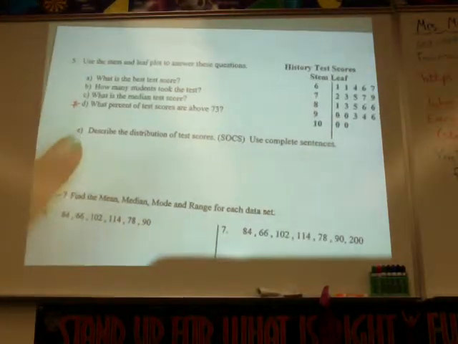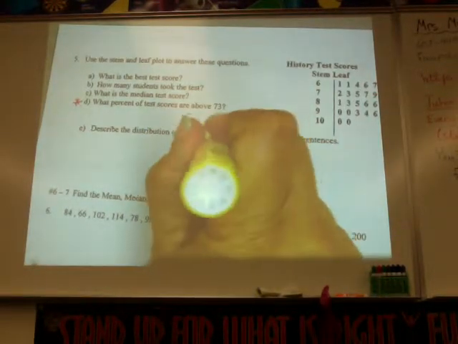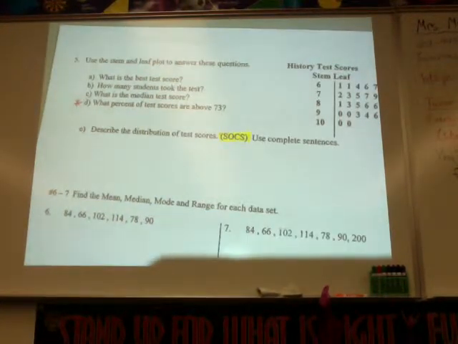Well, I'm going to help you describe the distribution. It uses this thing called SOCS. So you need to write yourself some notes on here as to what SOCS means, because that's probably super new to you. Anybody ever heard of SOCS when describing a graph? I thought not. All right, so let's go ahead and write some notes on here as to what that means.